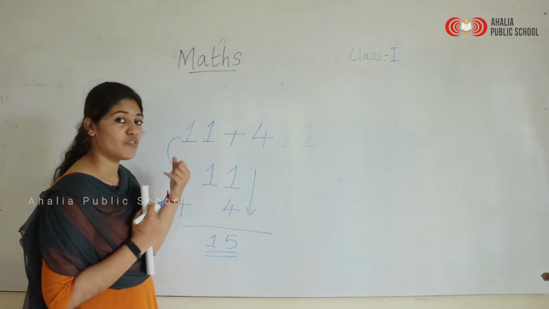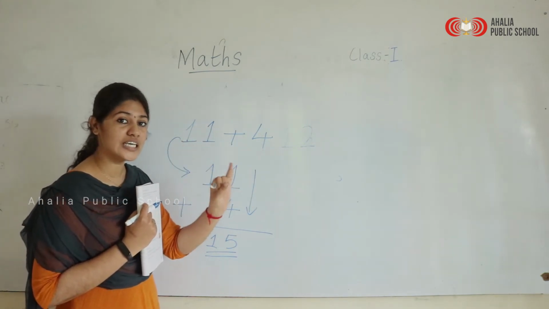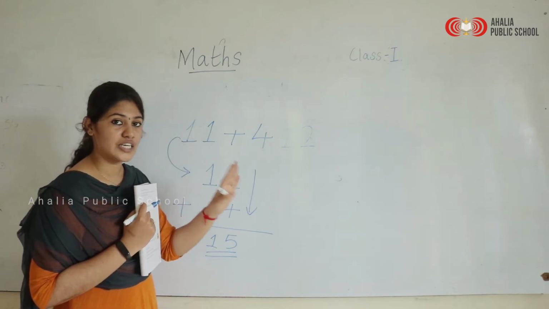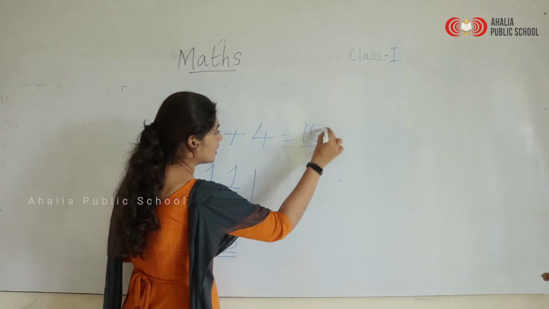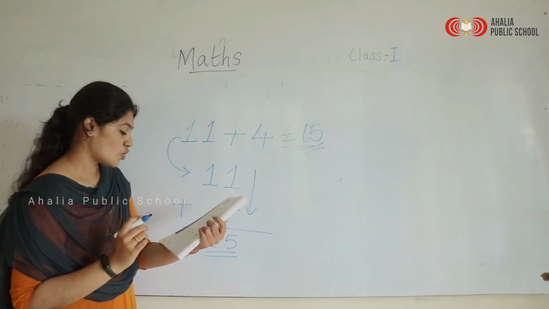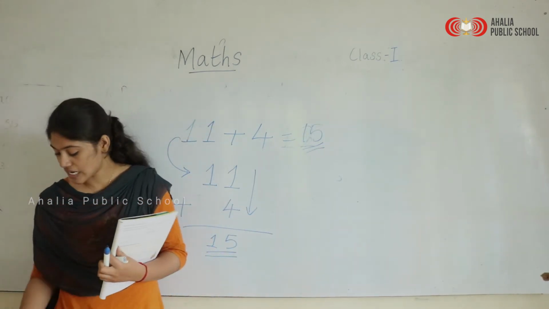So after 11, what is the number? 12, 13, 14 and 15. So 11 plus 4 equal to what children? The number 15. Clear? So I'll show you one more example.